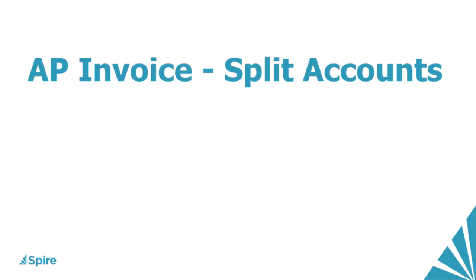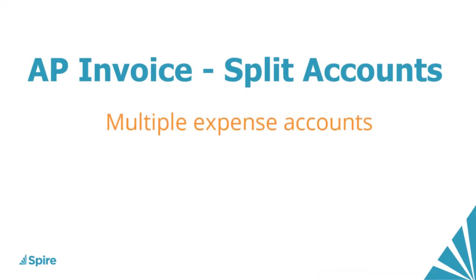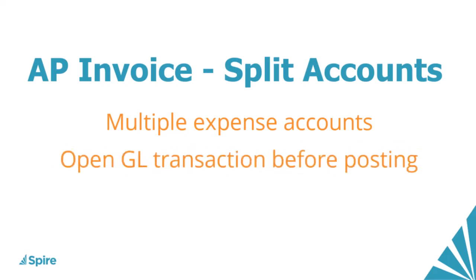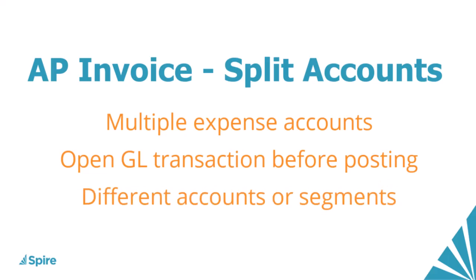When you need to create a vendor invoice with multiple expense accounts that don't neatly fit allocation account usage, you can access the ledger transaction list prior to posting. This also allows adding additional lines for other accounts or segments.